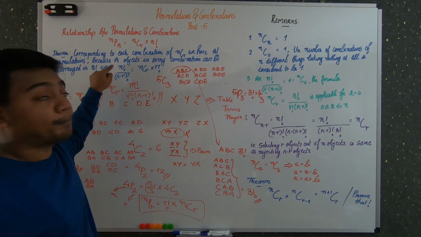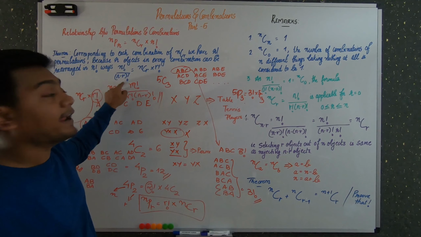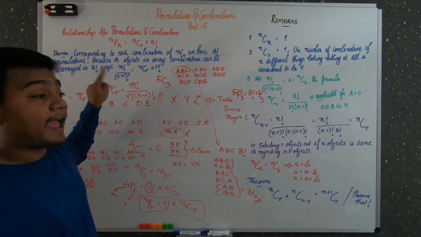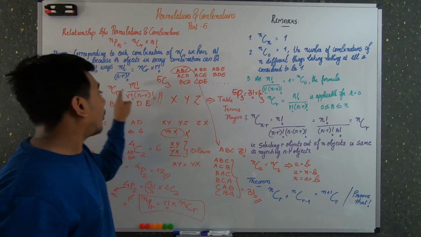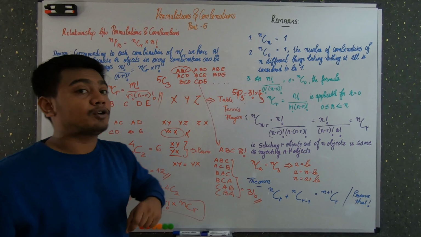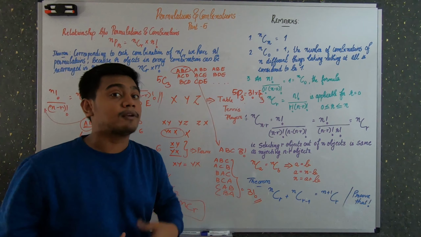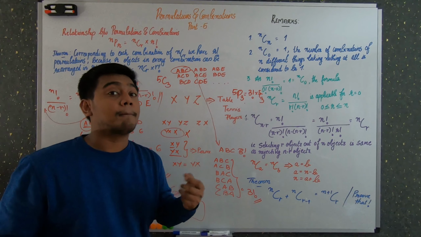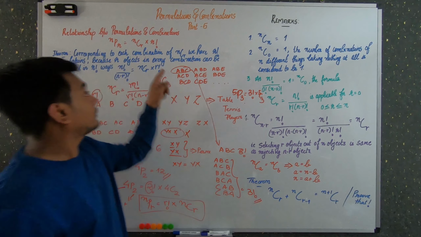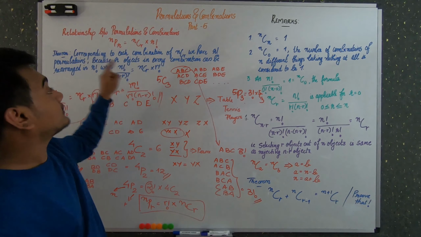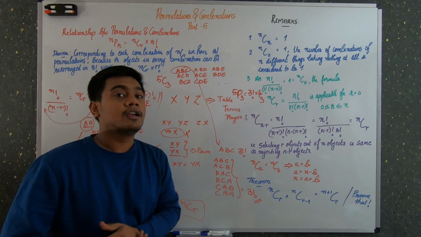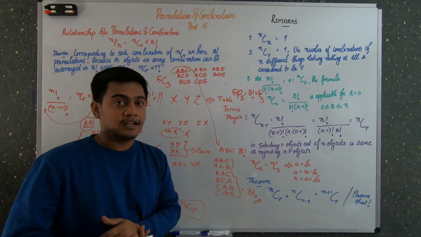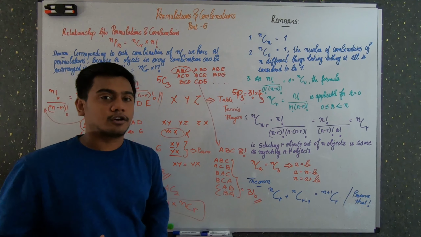And what is the formula for permutations? N factorial by N minus R factorial. This formula is used when the order is important. And for combinations, what you do is divide the permutation formula by the number of permutations, that is R factorial, so that you get the formula for combinations, where the order is not at all important.